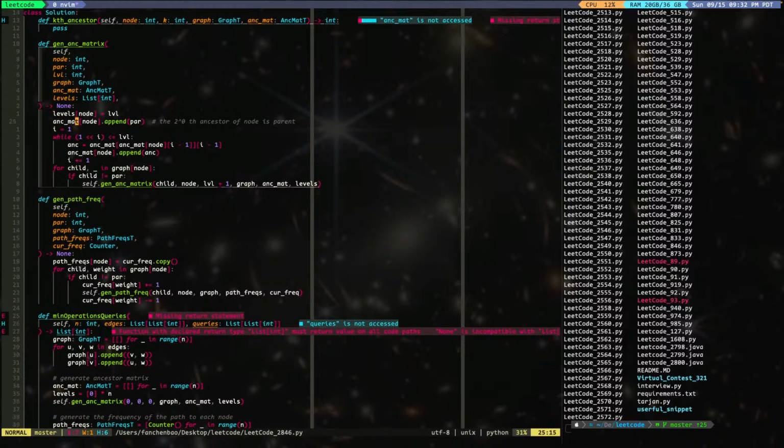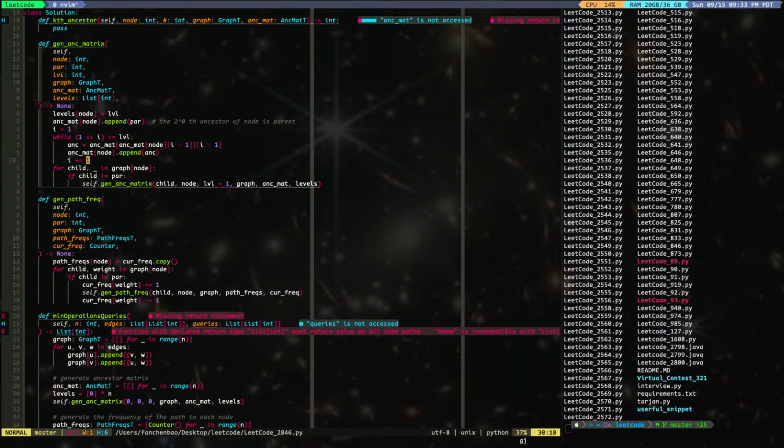Ancestor matrix node append. This is the current parent. So I go to 1, so we want to go for 1. So on left shift I. If it's smaller or equal to level, it's our ancestor. Current ancestor is ancestor matrix, the node, I minus 1, right? It's just its previous, the 2 to the I minus 1th ancestor. I put it in, I plus equal to 1, boom, done.